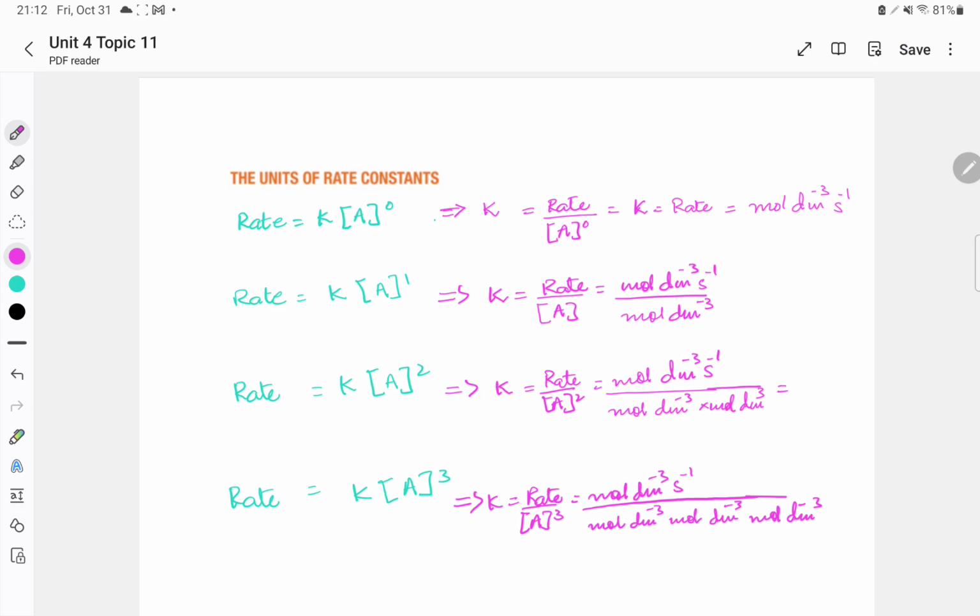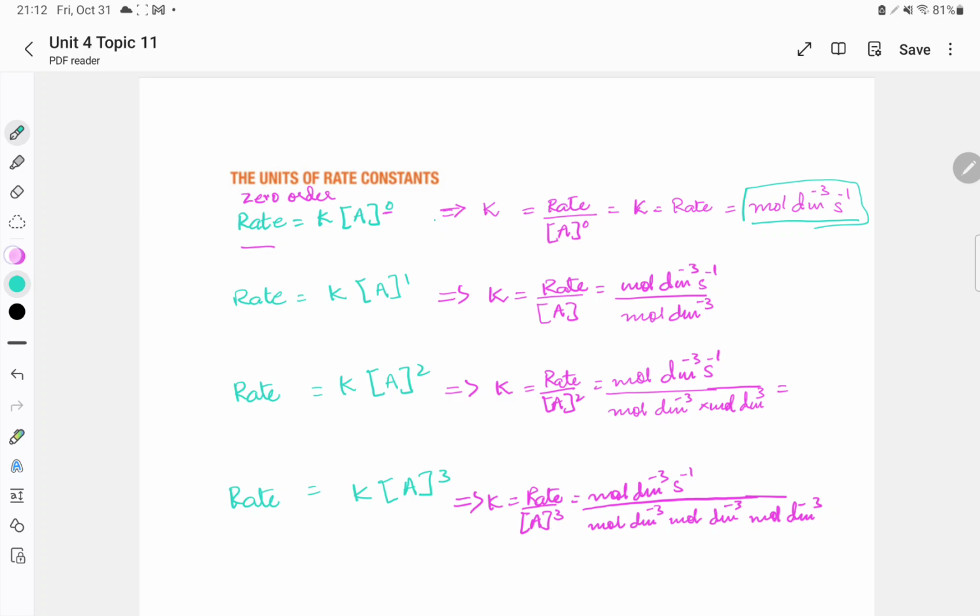In order to find the unit of the rate constant, here you can see rate is equal to k, A is the reactant. Here we are talking about zero order. For zero order, you can see the concentration of the reactant is to the power 0. So if there's a 0, then we don't consider A, we just omit it. And the unit for rate is moles per dm cube per second. So the rate unit is actually the unit of the rate constant over here.